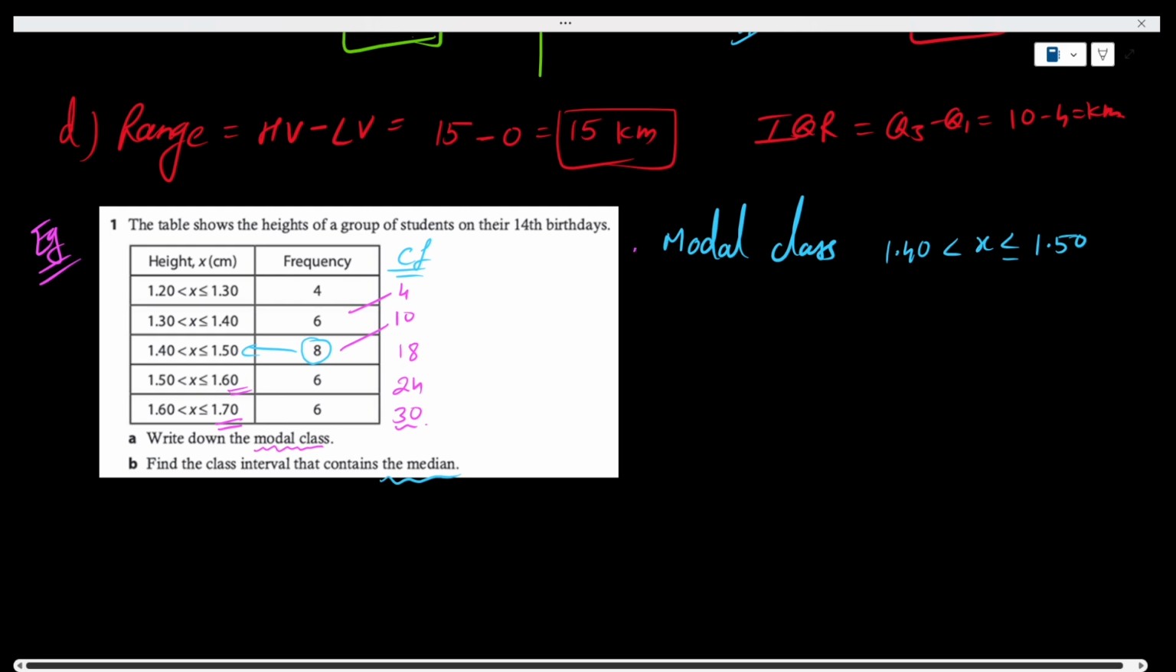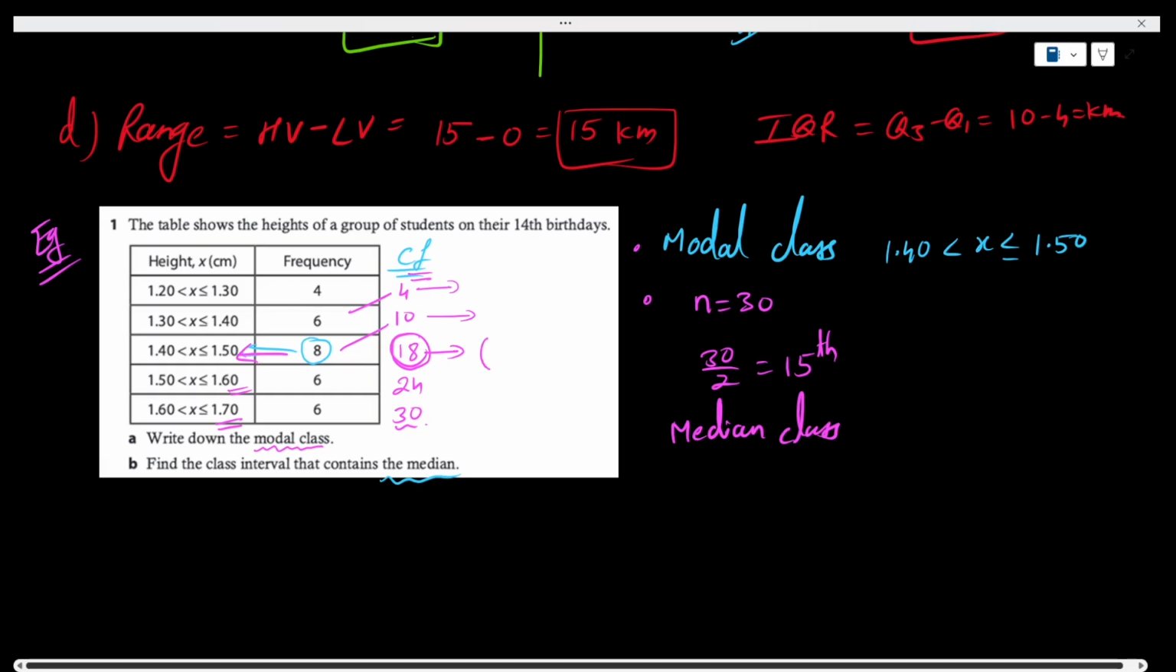So altogether there are 30 students, right? Now n is 30. Because it is grouped data, if I take 30 by 2, the 15th value is going to be your median. So you look at the cumulative frequency of the class, not the frequency. Now the 1st to 4th values will fall in the first interval. The 5th to 10th will be in the second interval. Then the 11th to 18th is going to be in this interval. So what is the median class here? The median class is also here. It is not the highest frequency.